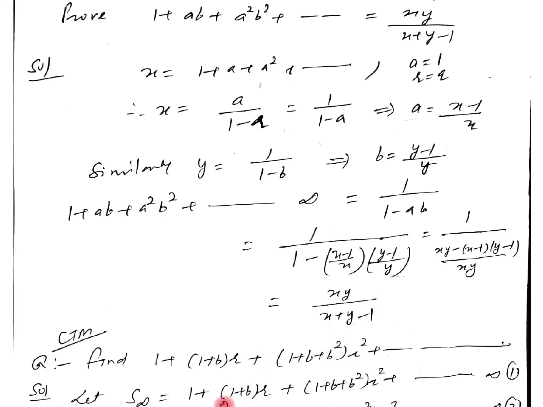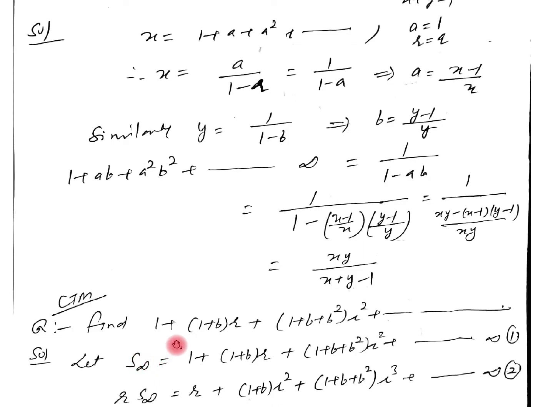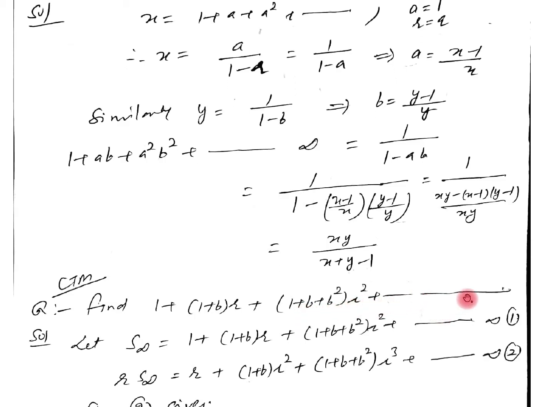Now the next question is find 1 plus b into r plus 1 plus b square into r square and so on. This is somewhat a different type of question. You just mention it, commit it to memory. Now again these are infinite terms. Let us denote this sum as s infinity. Let s infinity be equal to the sum of these terms on the right hand side.